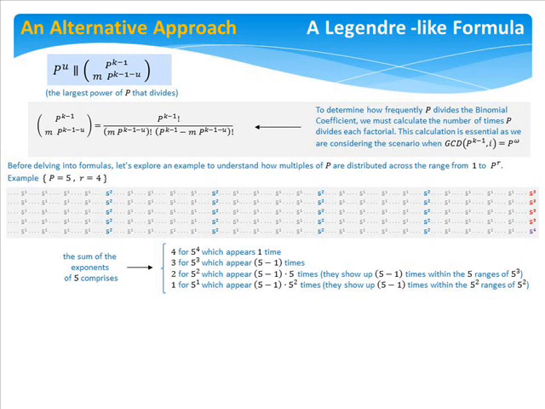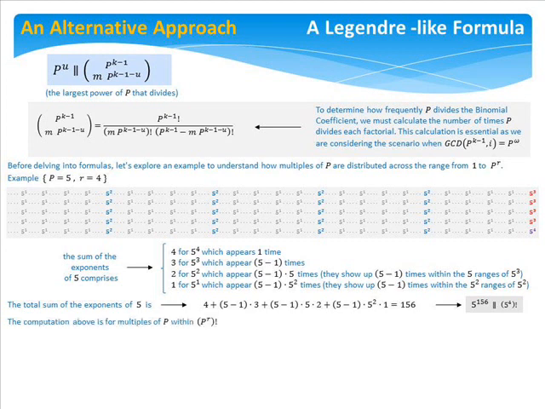They show up 5 minus 1 times within the 25 ranges of 5 squared. Adding them together, we find that the sum of the exponents is 156. The computation above is for multiples of p within p raised to r factorial.